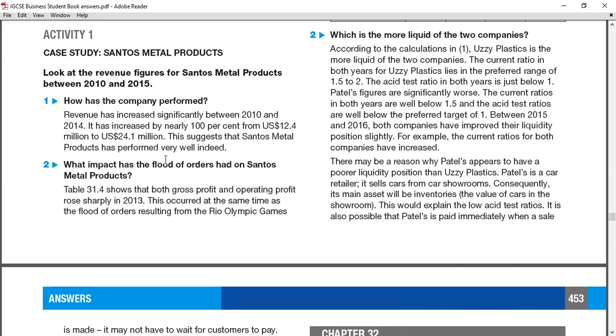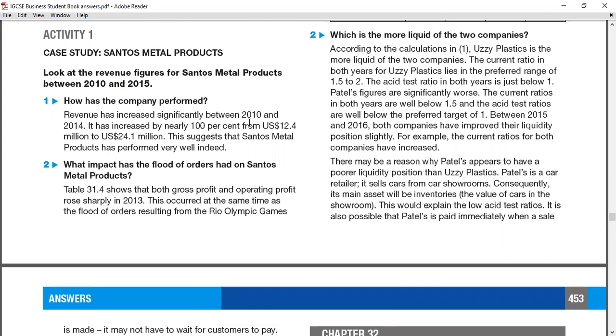So this is the way. You can't just say it has performed very well. You have to give the evidence, facts and figures. You have to say the company's revenue significantly improved from 2010 to 14, from 12.4 million to 24.1 million, and this suggests that Santos Metal Products has performed very well.